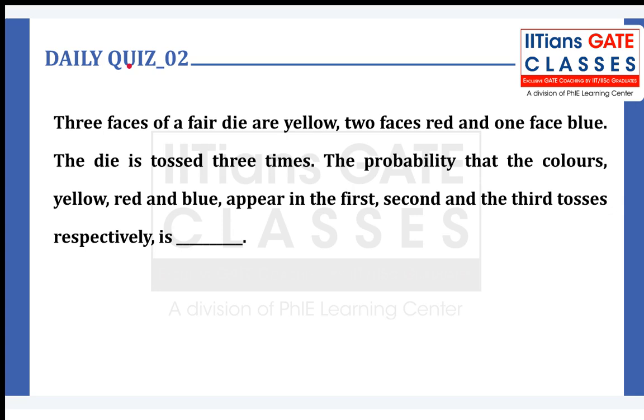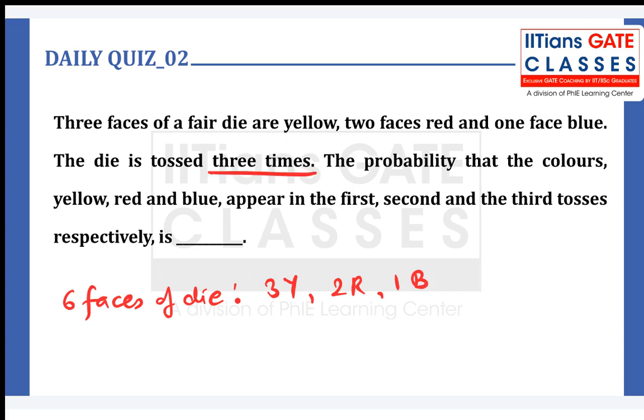So there are three faces of a fair die that are yellow, two faces red, one face is blue. Okay, so there are 6 faces. In a die there are a total of 6 faces, and it's a fair die, so the probability of each face turning up is 1 by 6. 3 of them are yellow, 2 are red, and 1 is blue. So Y, R, and B represent yellow, red, and blue, short form. The die is tossed 3 times.